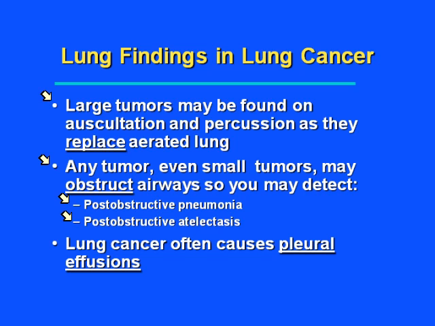The second thing that you might detect is post-obstructive atelectasis, and both these two are on a similar basis, but one would have more changes of consolidation. The other, if there's significant atelectasis and collapse, would be reduced breath sounds and not actual consolidation. And then a final thing is that lung cancer commonly causes pleural effusions. So you may detect a pleural effusion and then have to work backwards as to what is the differential diagnosis for the pleural effusion.